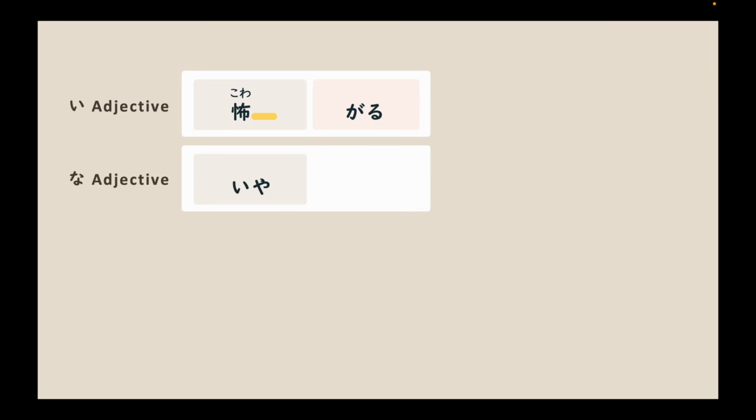We can also use garu with na adjectives. For example, iya means feeling unpleasant. With na adjective, we simply add garu, iyagaru.